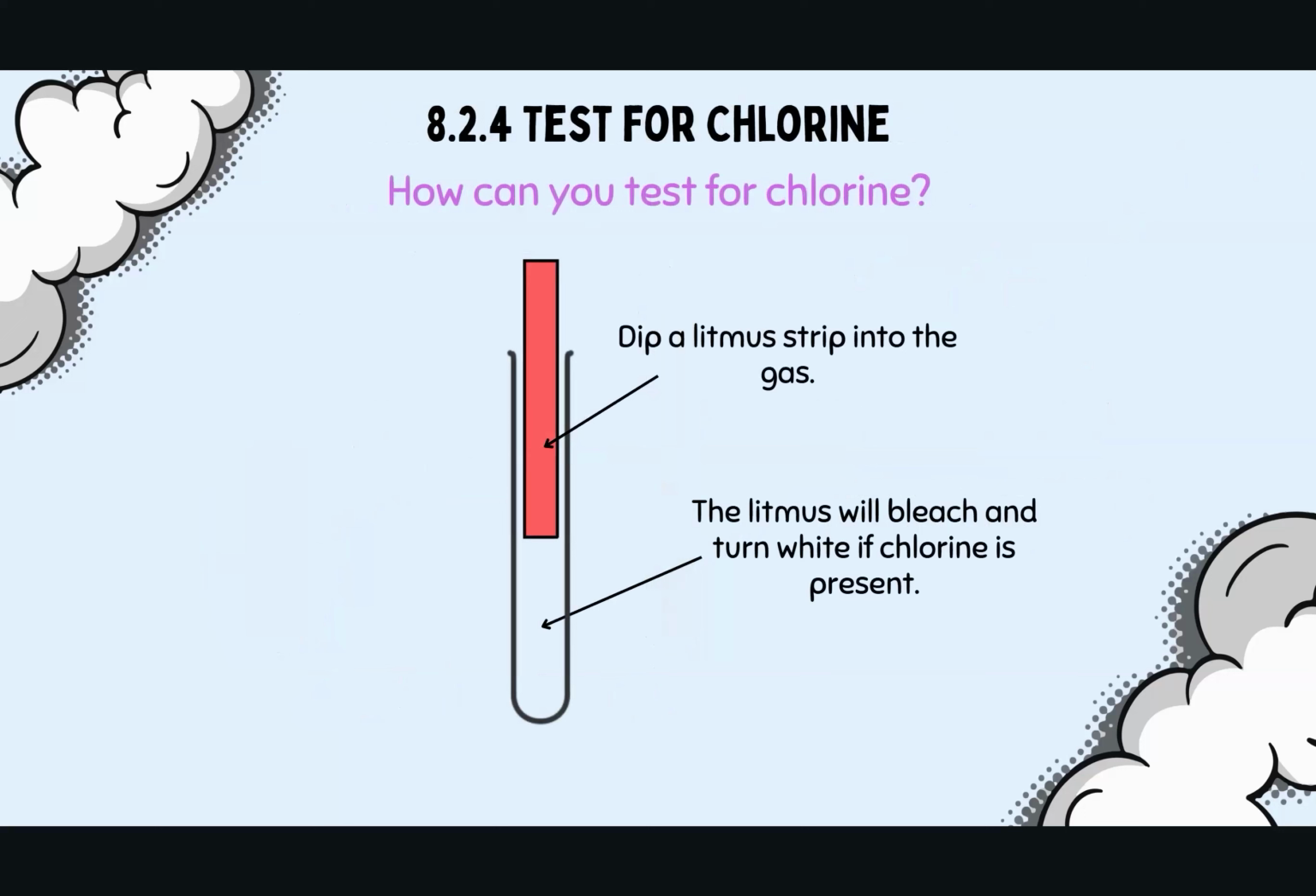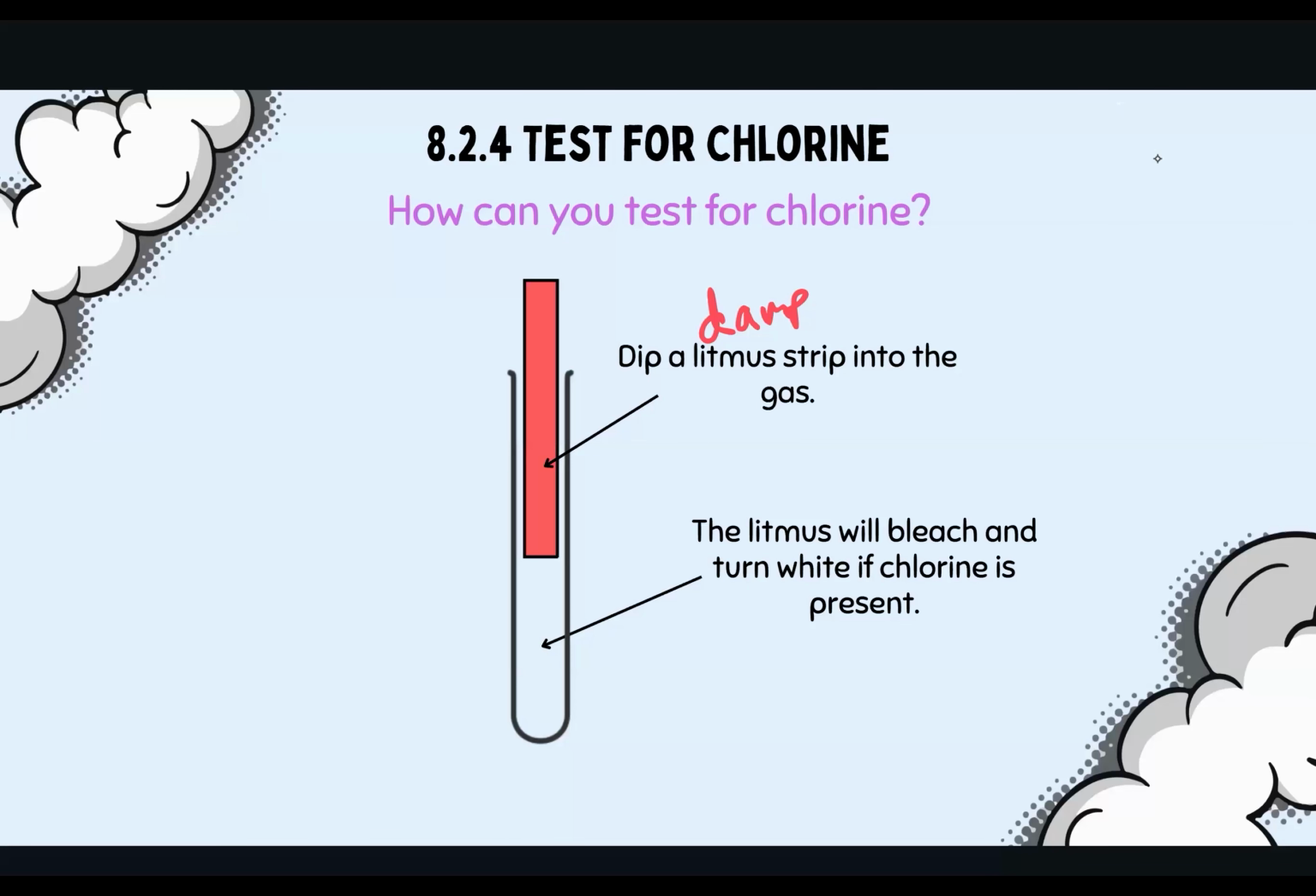Okay, test for chlorine. How can you test for chlorine? Dip a litmus strip into the gas, and it should be damp litmus. And why does the litmus strip need to be damp? Does anyone know? So the reason it's damp is so that the chlorine gas can dissolve into the liquid.